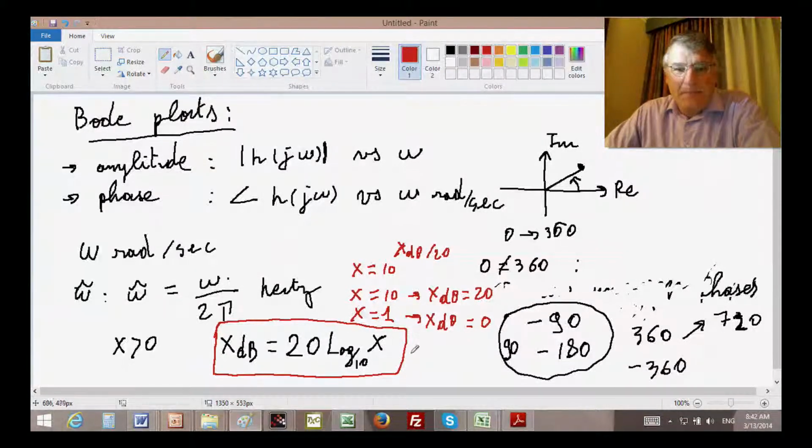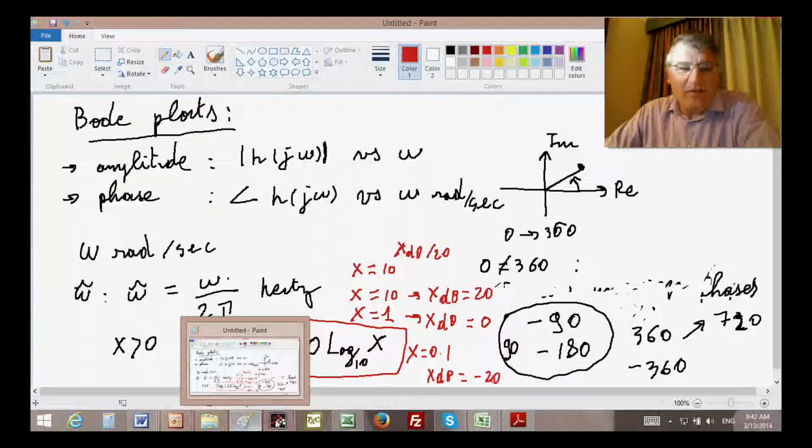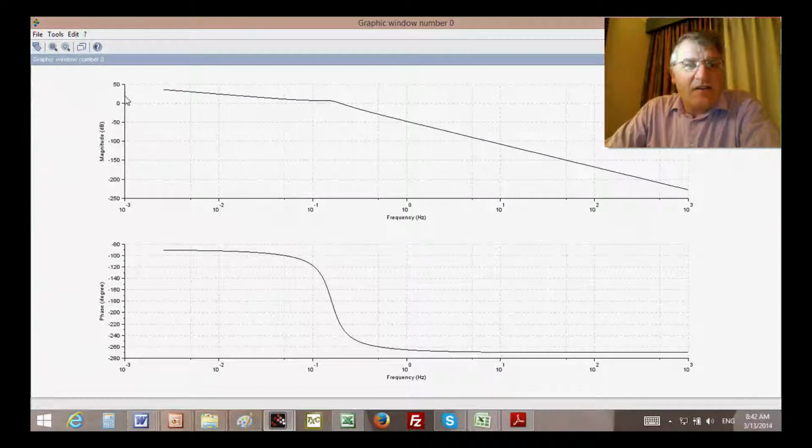When x is equal to 0.1, then x dB is equal to minus 20. All these numbers then make sense. This is about a factor 10. This is about a factor 100. 50 dBs is going to be approximately a factor 200. 0 dB, that is when the value of the frequency response of the transfer function crosses the 0 dB, corresponds to a gain of 1.